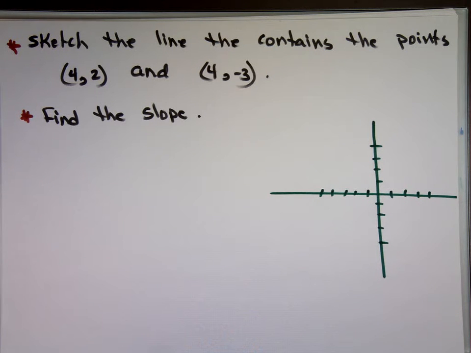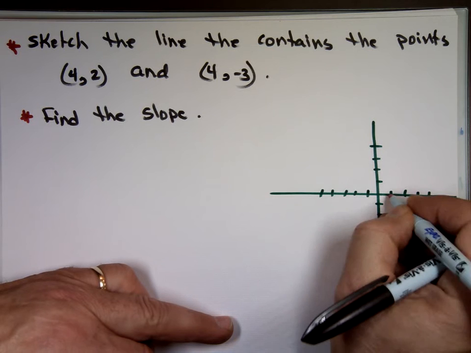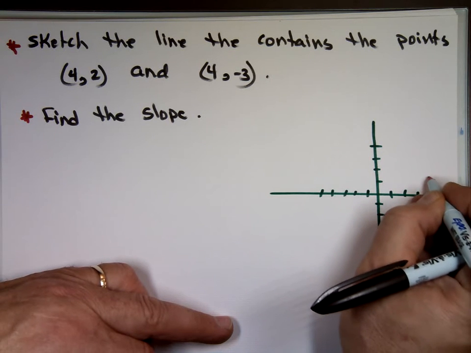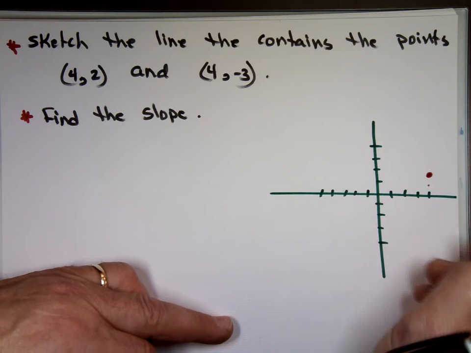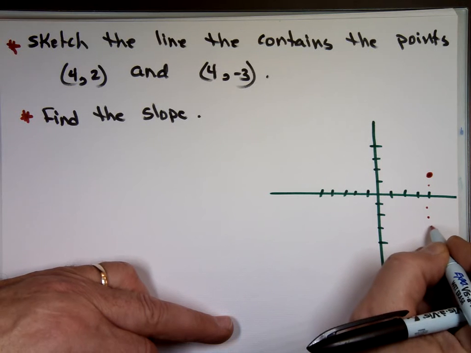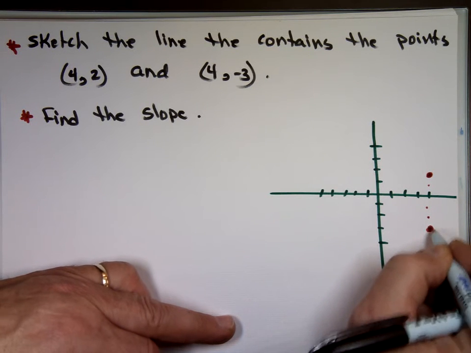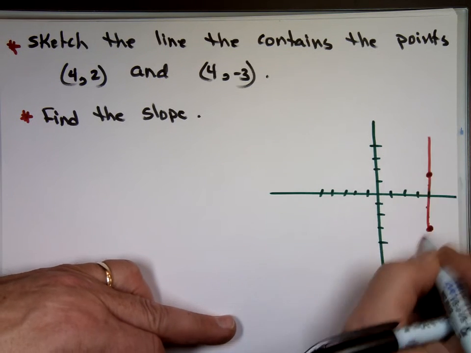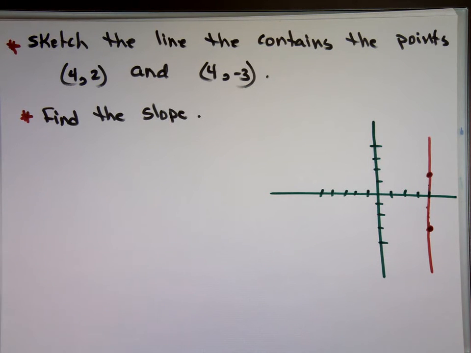Four and 2. 1, 2, 3, 4, and 2 up. 4 and negative 3 down here. When you connect them, that's a vertical line. The slope should be undefined. It should be. Let's see.